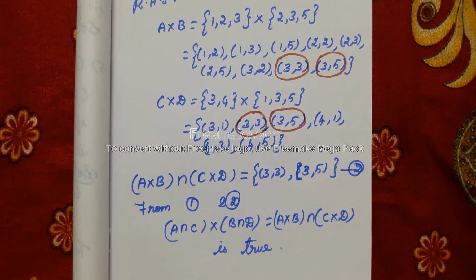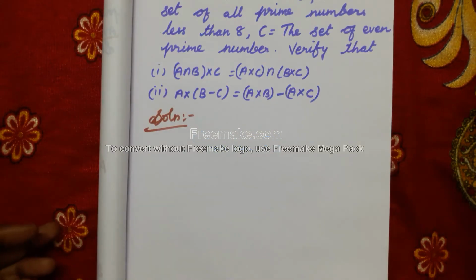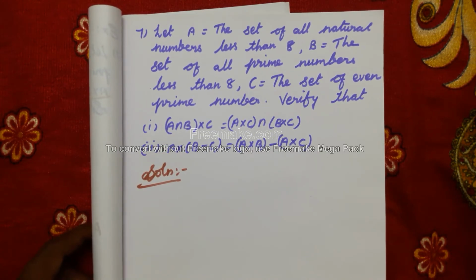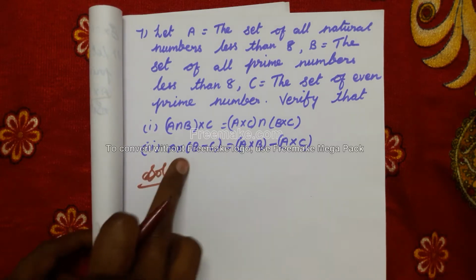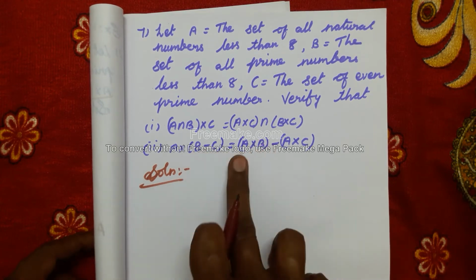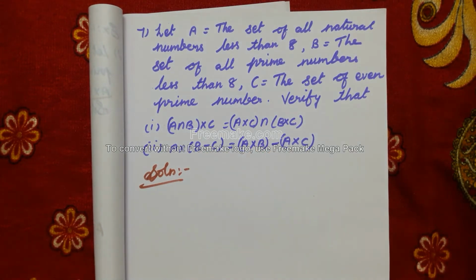Now I am going to do the seventh question. Let A be the set of all natural numbers less than 8. B is the set of all prime numbers less than 8. C is the set of even prime numbers. Verify that A intersection B cross C is equal to A cross C intersection B cross C, and A cross B difference C is equal to A cross B difference A cross C.